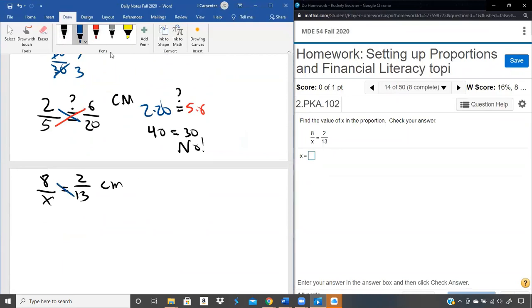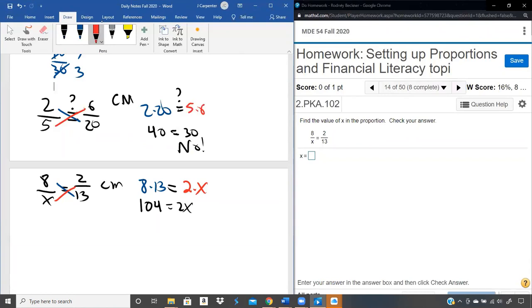Take the 8 times the 13. Set it equal to the x times the 2. I prefer to write the 2 first, but it doesn't technically matter. All right. 8 times 13, 10 eights is 80. 3 of them is 24, so that should be 104. And that'll be equal to 2x.